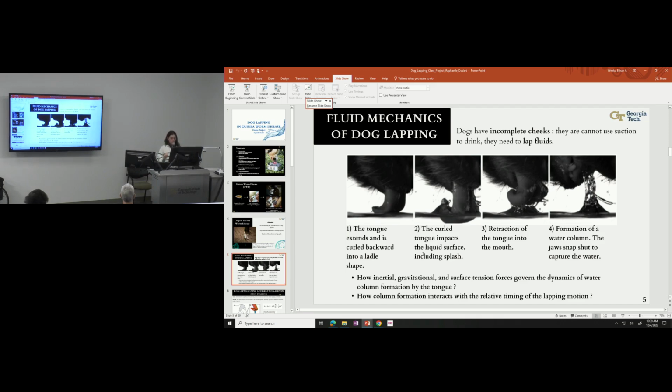Informal observations from previous studies have suggested that dogs scoop water with the ventral side of the tongue in the ladle, but recent X-ray imaging has shown that most of the scooped liquid falls off the tongue, and only liquid that sticks to the dorsal side of the tongue is transported to the throat.